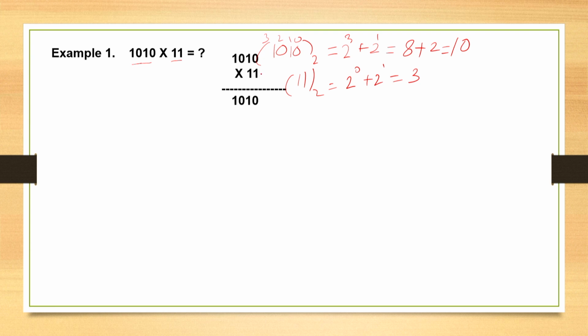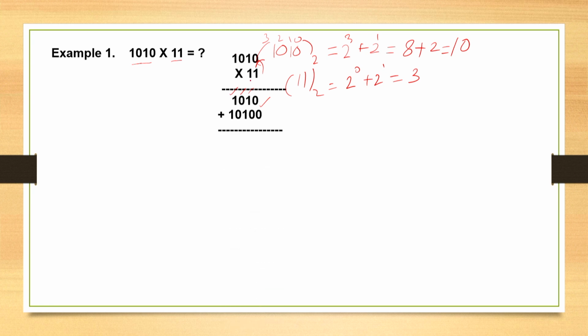1 is multiplied by what? This. When 1 is multiplied by 0, we get 0. When 1 is multiplied by 1, you get 1. When 1 is multiplied by 0, you get the 0. When 1 is multiplied by 1, you get the 1.